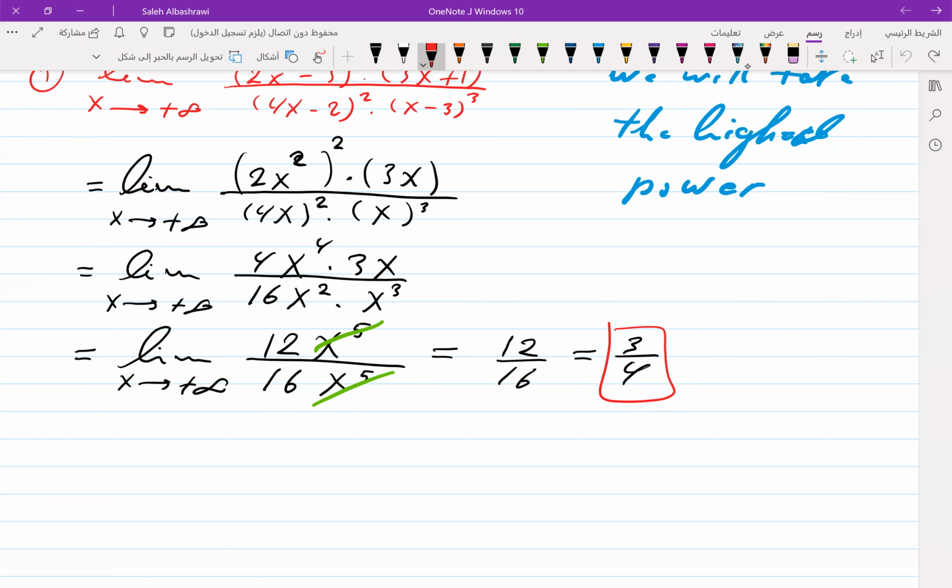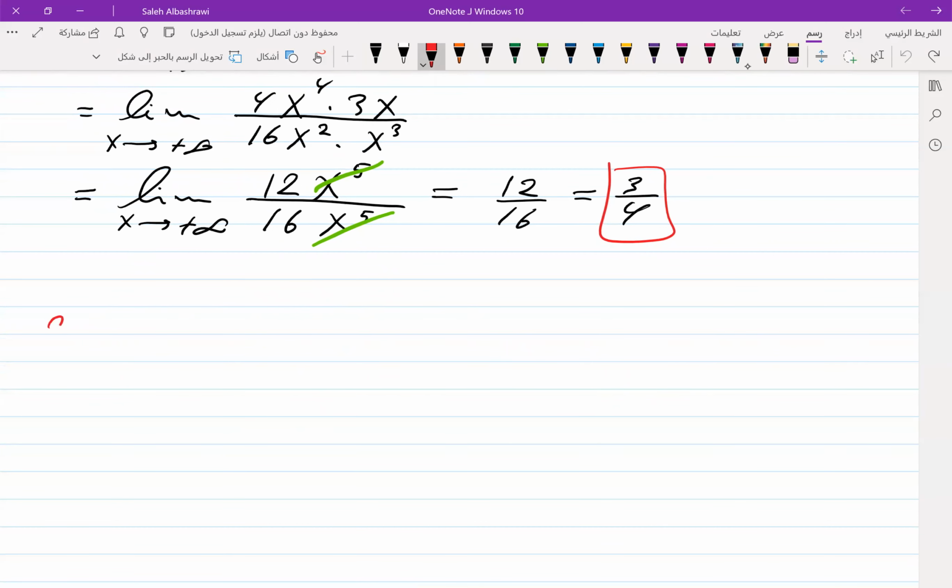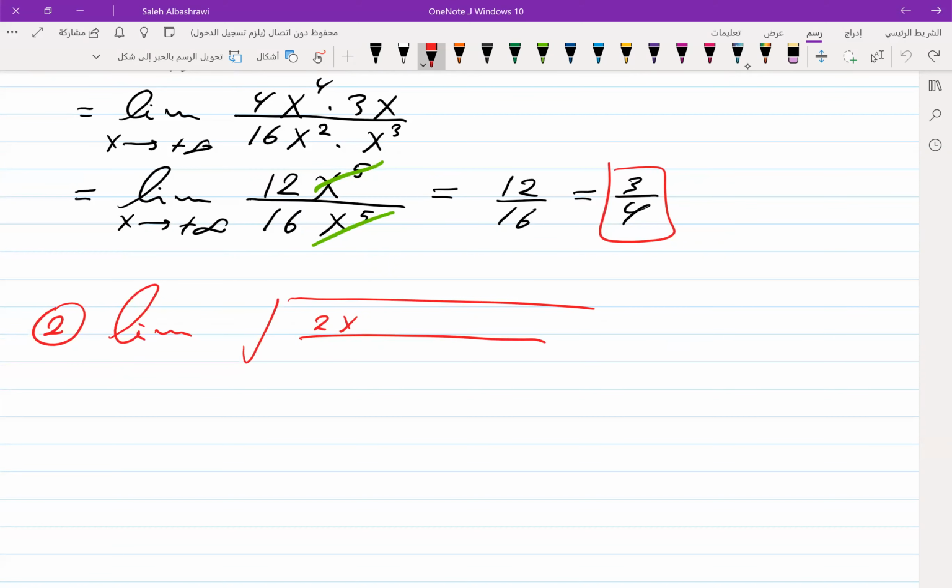Let me take another example now. Number 2. Let's find the limit of the third root of 2x to the power 9 plus 4x to the power 5 minus 3x squared plus 2, divided by 8x to the power 9 minus 2x squared plus 4x plus 1, as x goes to plus infinity.